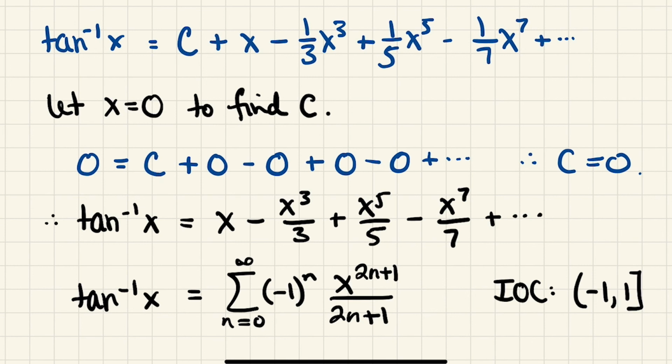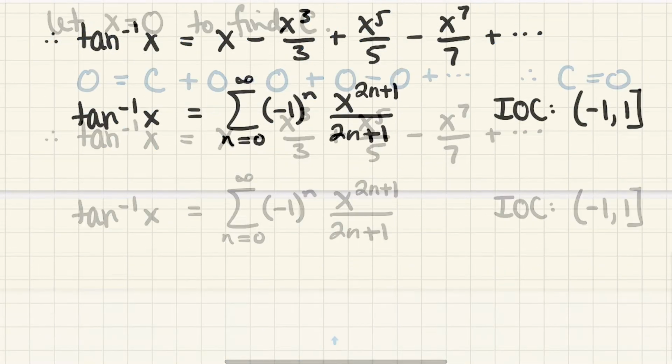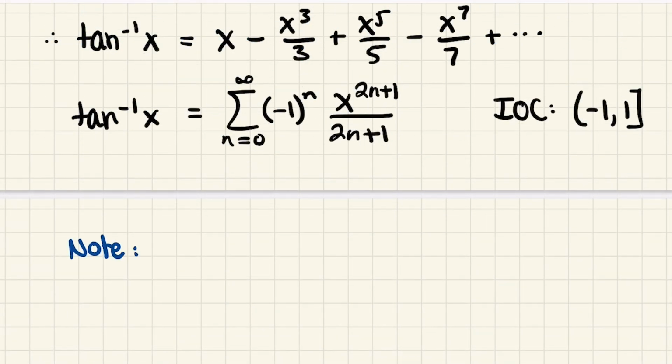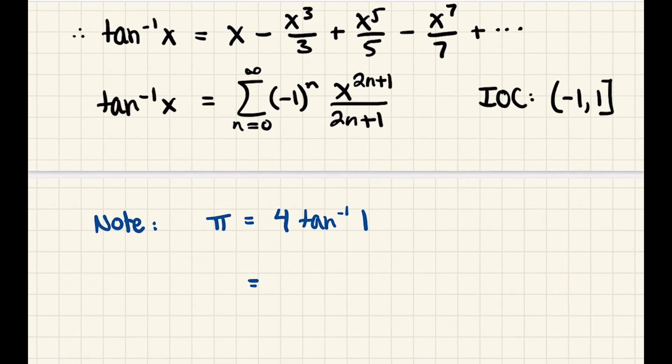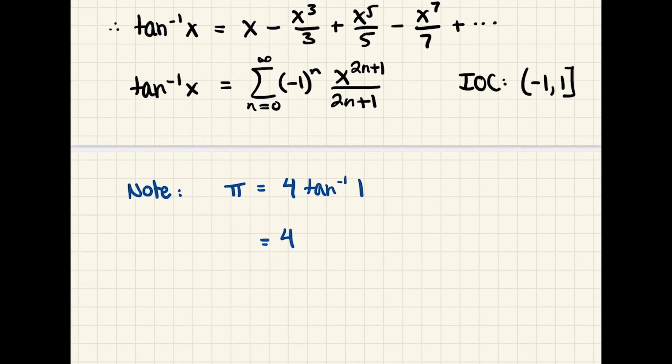So before going on, we are very close to a really neat fact. It would be remiss if we didn't acknowledge this fact here. So let's just take a quick peek at it. Let's note that pi is equal to 4 times the inverse tangent of 1. That's because inverse tangent of 1 is, of course, pi over 4. And that means that we can write pi as 4 times this series, where x is replaced by 1.